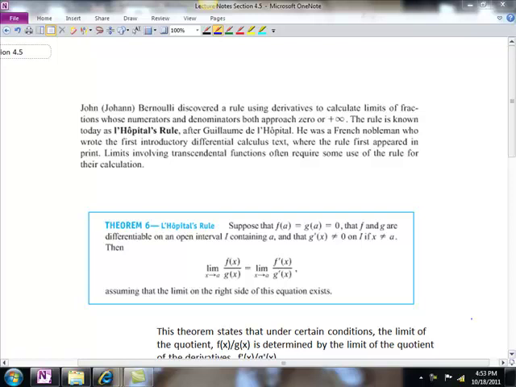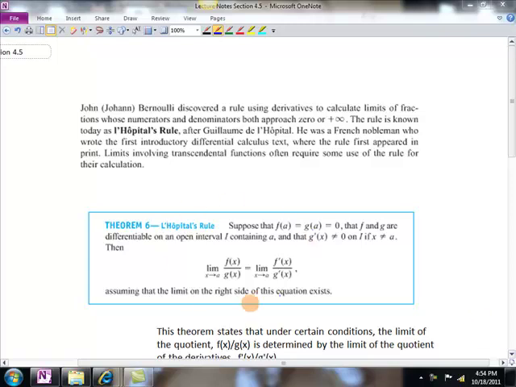This is section 4.5, and it is about what we call L'Hopital's rule. The rule was named after Guillaume de L'Hopital, and there's my bad French. But he wrote the first differential calculus text, and in that text, this rule came about.